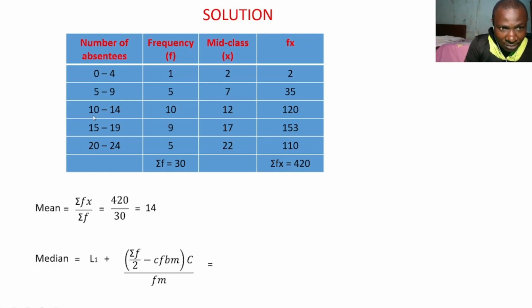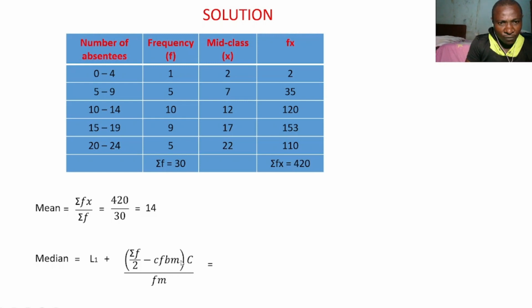Since the lower limit of this median class is 10, to get the lower class boundary, you subtract 0.5 from it. So 10 minus 0.5 will give us 9.5. I want you to keep that value in mind. And remember that our summation f over 2 gave us 15. Also keep that value in mind. Our fm, which is the frequency of the median class, is actually 10. Again, you need to keep that value in mind.